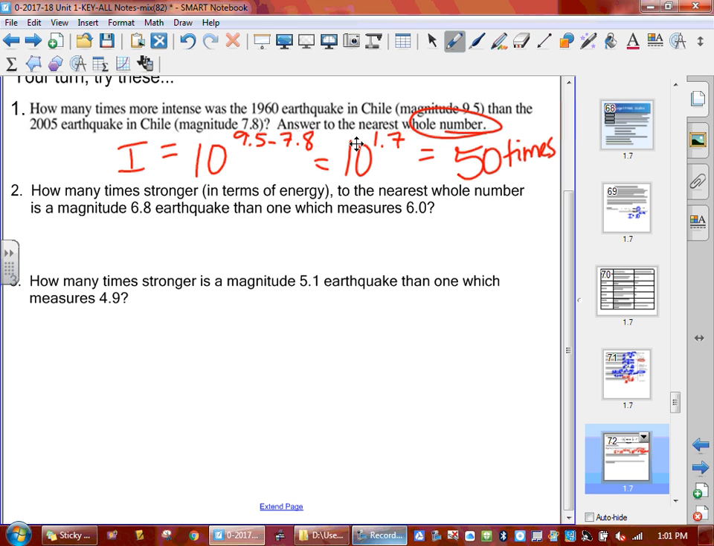So we're actually solving. The next one, same idea. So how many times stronger, so we're solving for intensity, is an earthquake of a 6.8 compared to one that measures 6. So that's going to be 10 exponent 6.8 minus 6, which is going to give us 10 to the 0.8. And you have to type it in exactly like that, 10 exponent 0.8. And it's going to be a decimal, but we want the nearest whole number again. So roughly 6. Okay, so it's 6 times stronger.